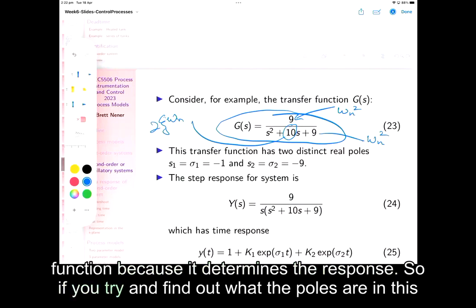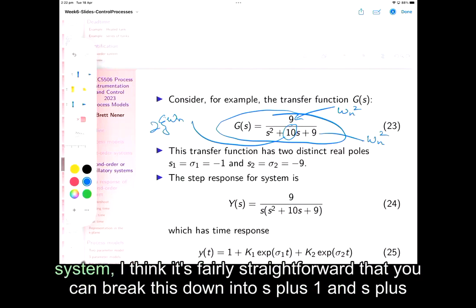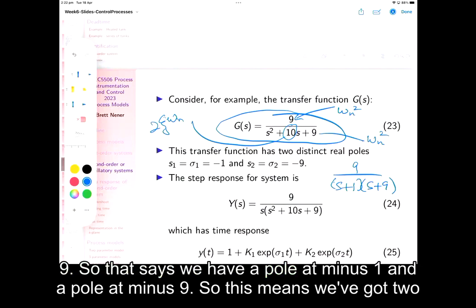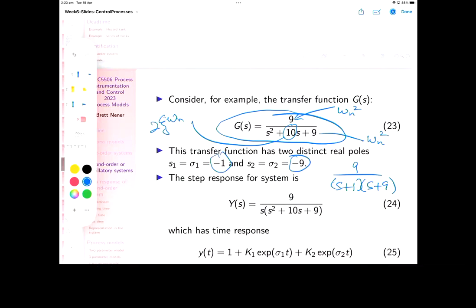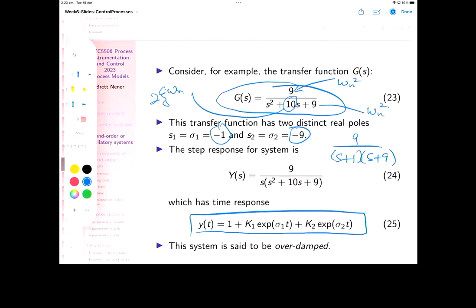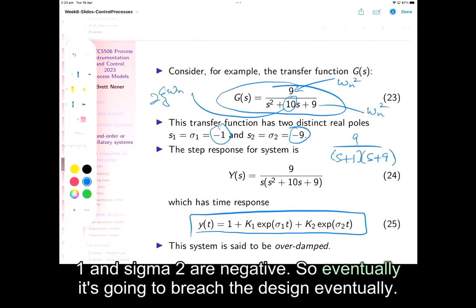If you try to find the poles of this system, it's fairly straightforward that you can break this down into S plus 1 and S plus 9. That says we have a pole at -1 and a pole at -9. So we've got two real roots, and our solution is going to be like that. This is an overdamped system, and sigma 1 and sigma 2 are negative, so eventually it's going to reach the desired value.